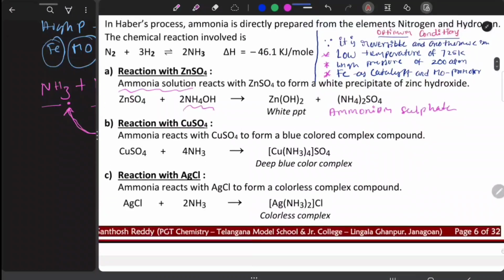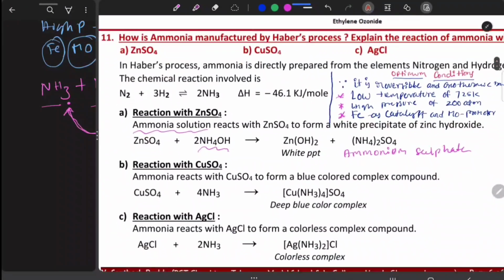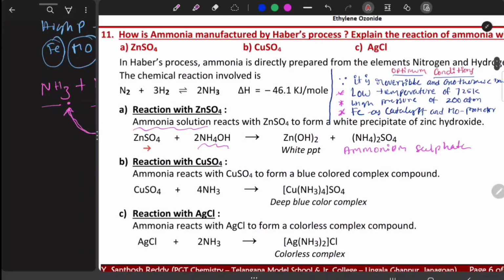So these are the chemical properties of ammonia with zinc sulfate, copper sulfate and AgCl. This question may ask for 4 marks or sometimes 8 marks, and you better add these points also: that it is a reversible reaction, an exothermic reaction, and according to Le Chatelier's principle, these are the favorable or optimum conditions: low temperature, high pressure, iron catalyst, molybdenum as promoter.